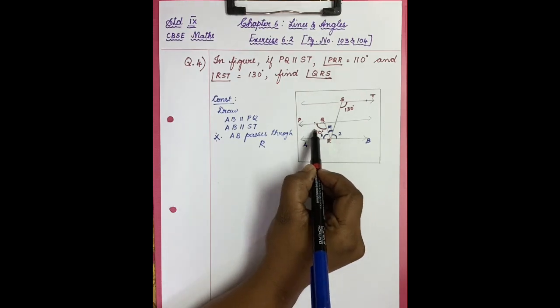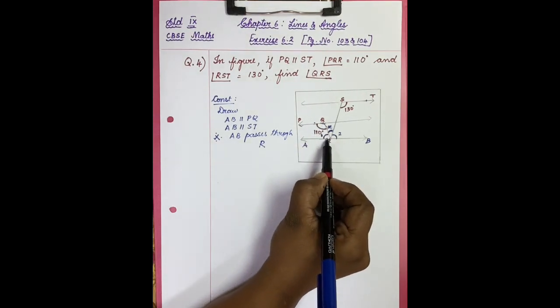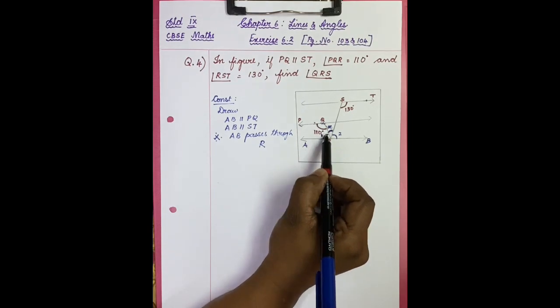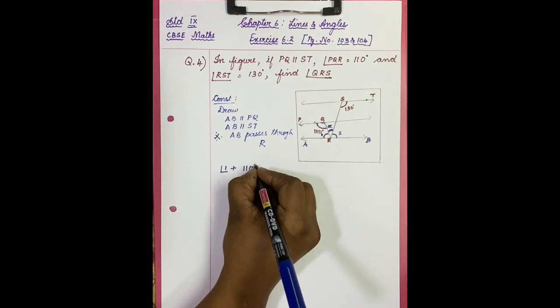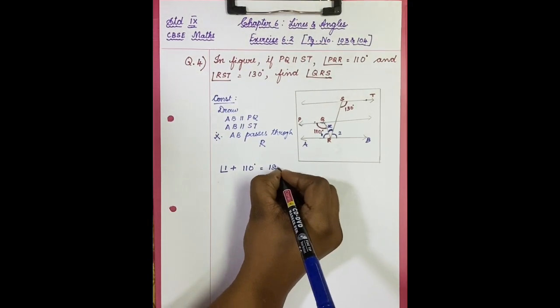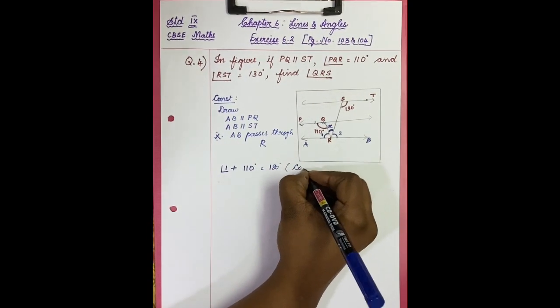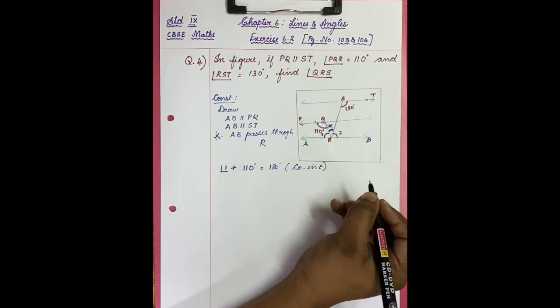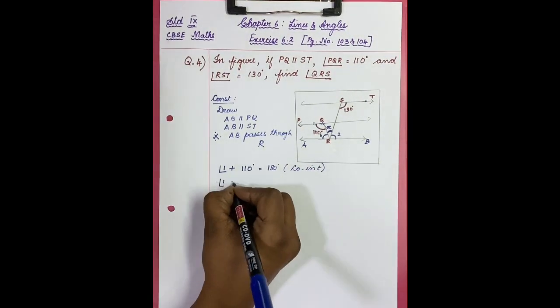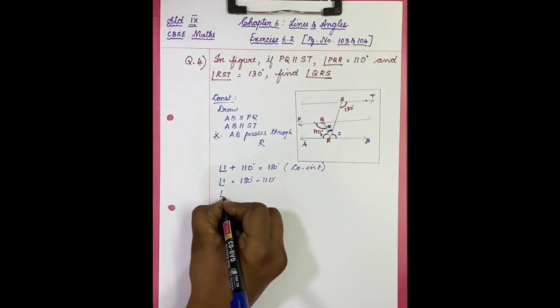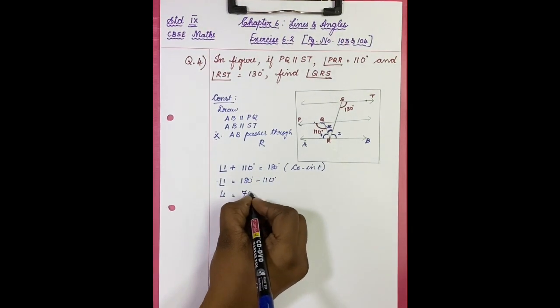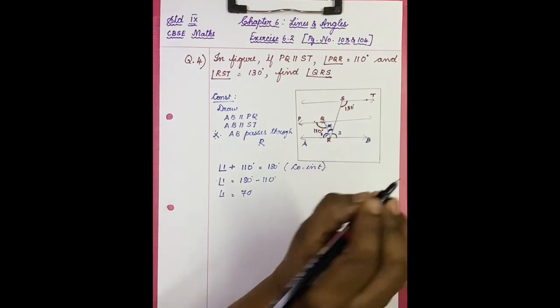Here, for angle 1, I could see a co-interior angle. Angle 1 plus 110 degrees is equal to 180 degrees because it is a co-interior angle. So angle 1 is equal to 180 degrees minus 110 degrees. So angle 1 is equal to 70 degrees. I have found angle 1.